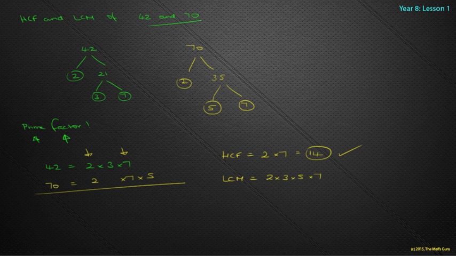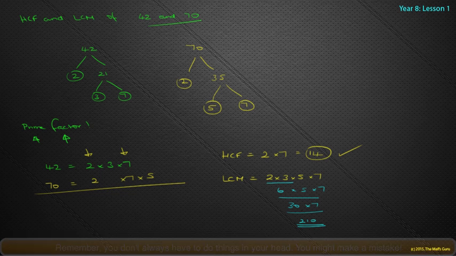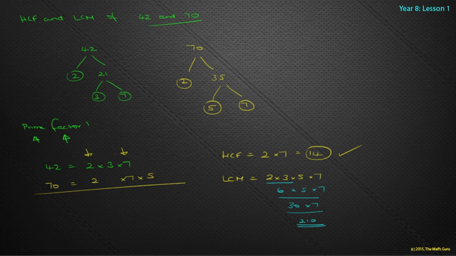So what I'll do now is try and work that out. Well, I can't do that in my head, but what I can do is 2 times 3 is 6, times 5 times 7. So I'm just going to take 2 numbers at a time and multiply them. So 6 times 5 is 30 times 7, and 30 times 7 is 210. So there we go. My lowest common multiple is 210.